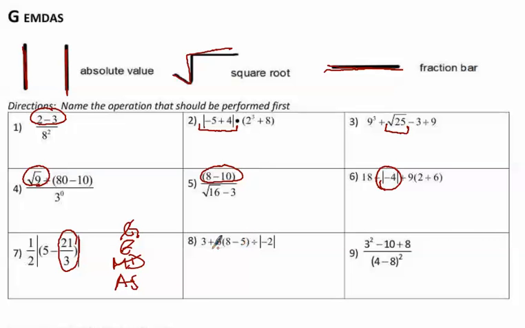Problem 8, you have grouping 8 minus 5. That is the furthest left. That will be performed first. And number 9, within the numerator of the fraction bar, you have an exponent. So 3 squared will be performed first.